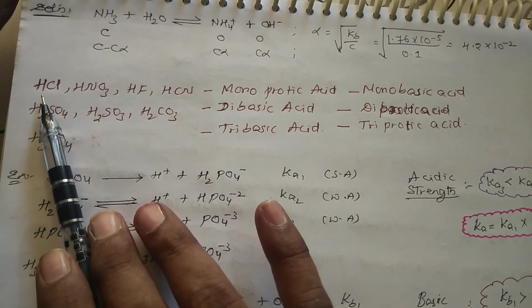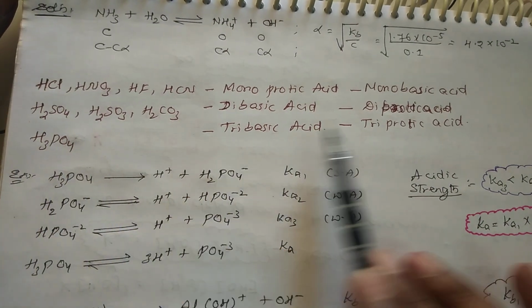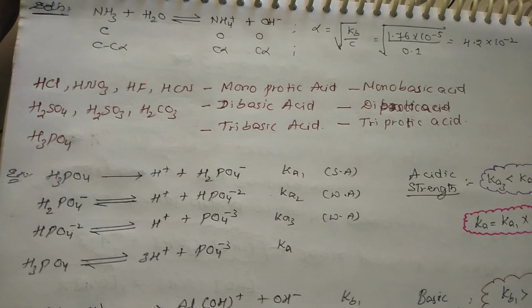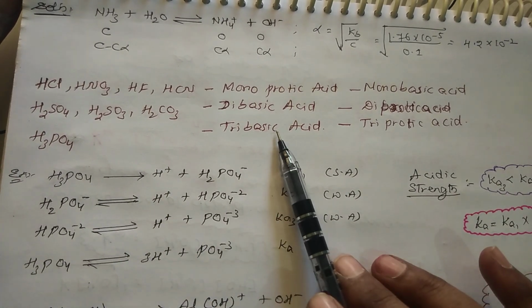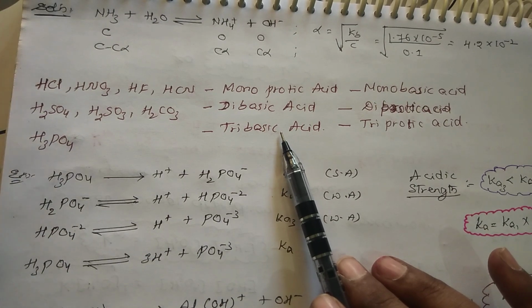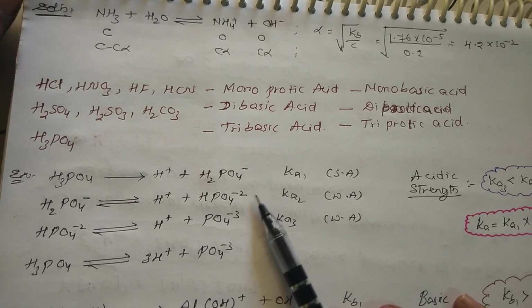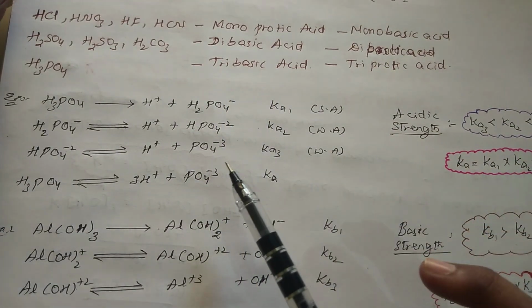If there is one proton, it is called monoprotic. If you have two protons, it is called diprotic. If you have three protons, it is called triprotic. Or instead of protic, you can call it basic, because the amount of basic character present in a base can be identified by using this acid. So this is called tribasic, dibasic or monobasic.